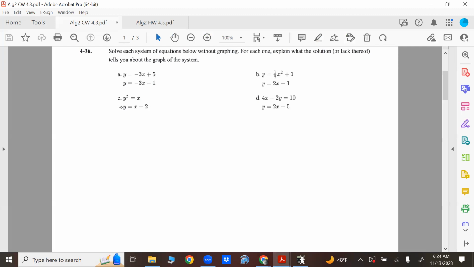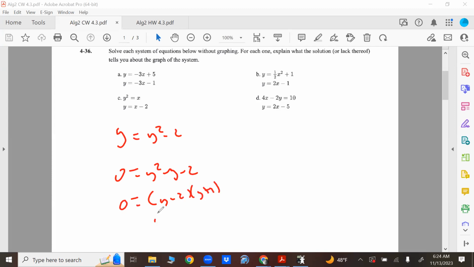Here I'll probably substitute for x. That might be easier. You don't always have to substitute for y. You can substitute for x. So x will equal y squared minus 2. So 0 equals y squared minus y minus 2. Factor it: y minus 2, y plus 1, so y equals 2 or -1. And then solve for x.